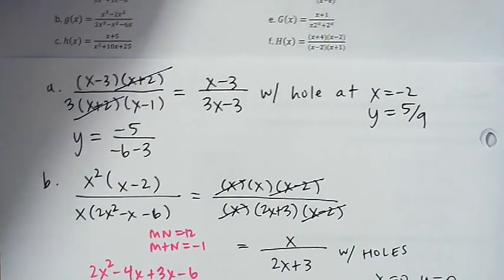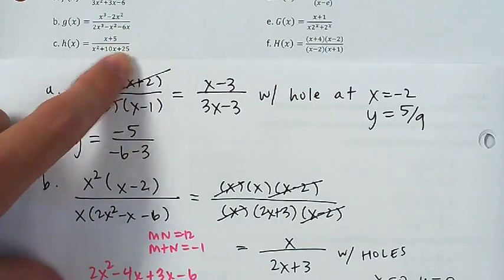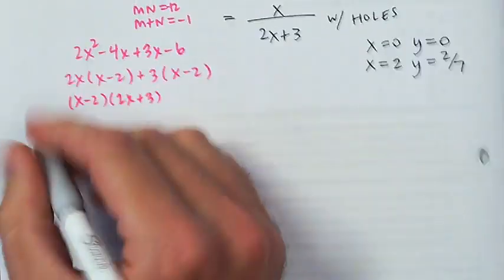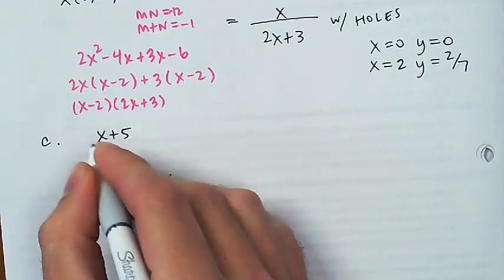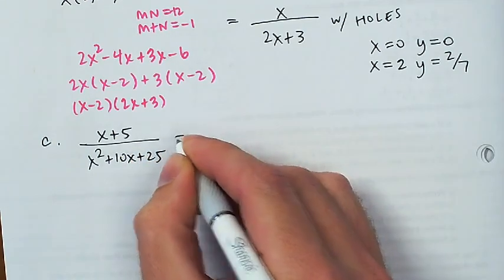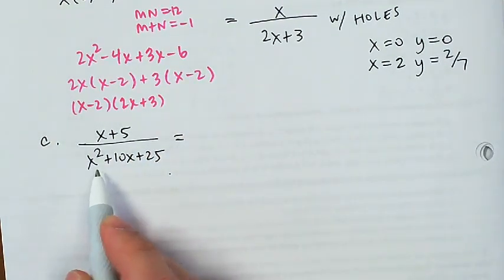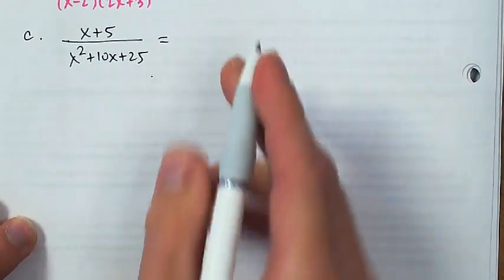All right. Let's check back in. C is going to be x plus 5 over x squared plus 10x plus 25. So I'm going to say, all right, I've got x plus 5 here, x squared plus 10x plus 25. Okay, I can factor the denominator. I can look for two numbers that multiply to 25 while adding to 10. That's going to be 5 and 5.